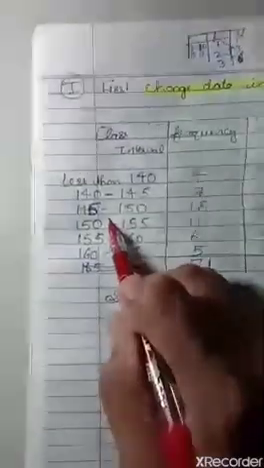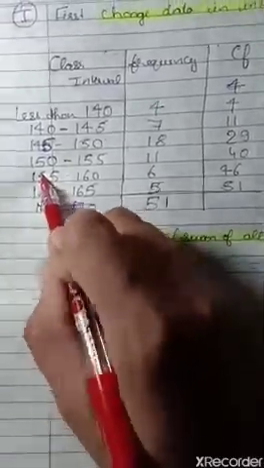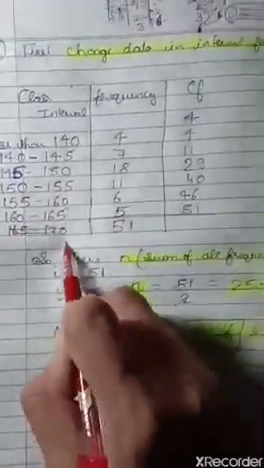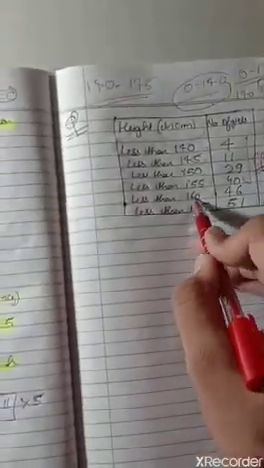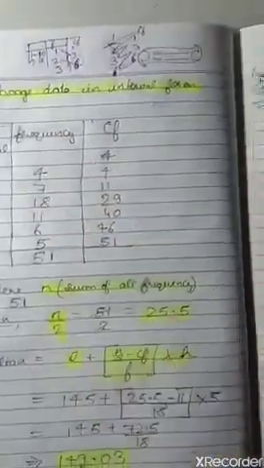Then 145 to 150. Then again less than 150 is given, we will write 150 to 155. Similarly it goes on till we reach less than 165, so 160 to 165. Now let us talk about frequency, how the frequency comes.